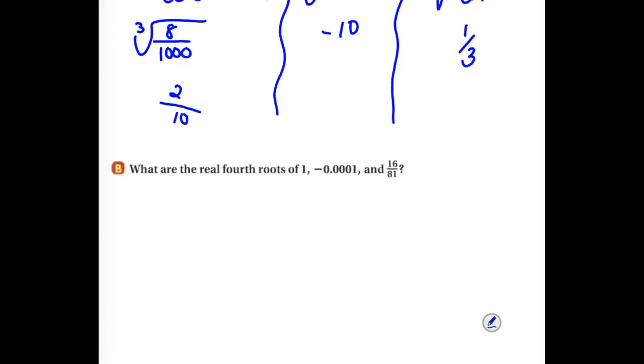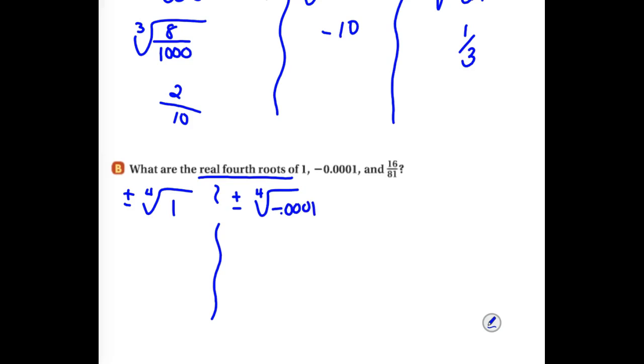Okay? The next set asks us to find real 4th roots. Okay? Little bells should be going off in your brain right now because this is one of those picky little details. We are taking an even root. What do we have to remember? The plus and minus signs. Okay? So we want plus minus the 4th root of 1. We want plus minus the 4th root of -0.0001, and we want plus minus the 4th root of 16/81.